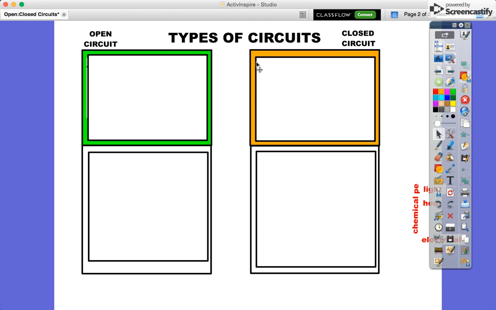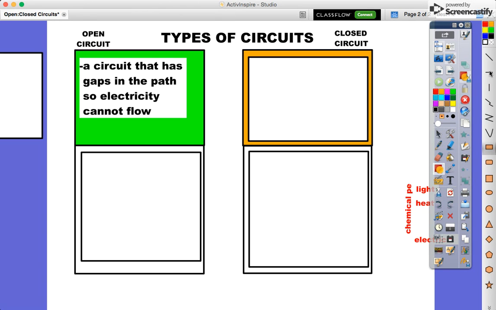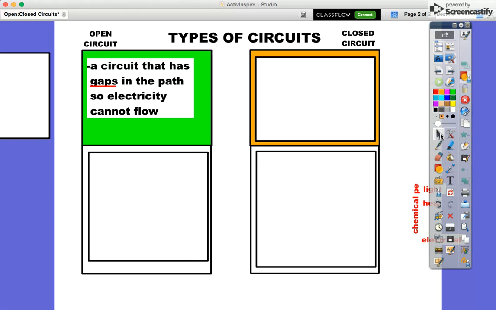Open the flap for open circuit, and on the back of the flap for open circuit, you are going to write the description for open circuit. The description for open circuit is as follows. A circuit that has gaps in the path so electricity cannot flow. The key word here is gaps in the path so electricity cannot flow.